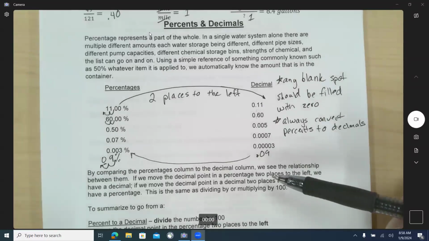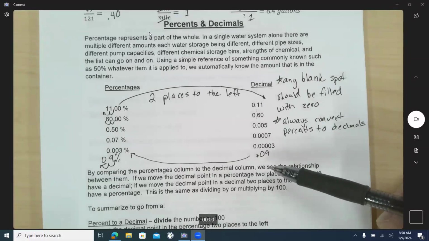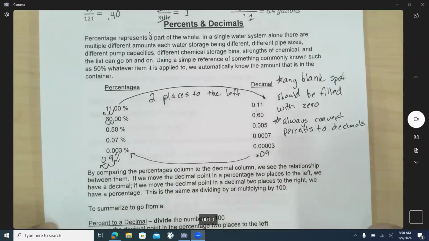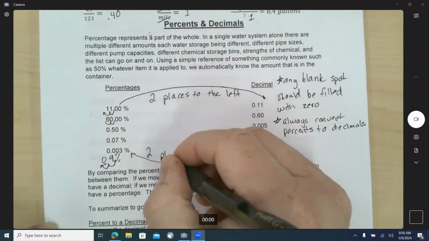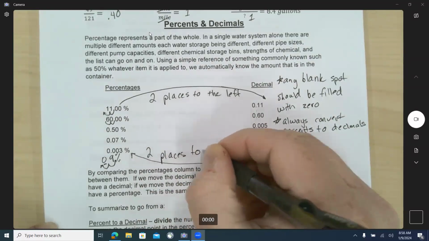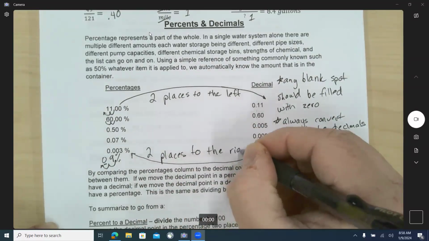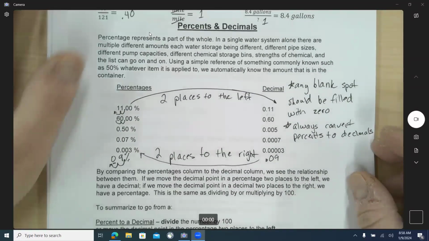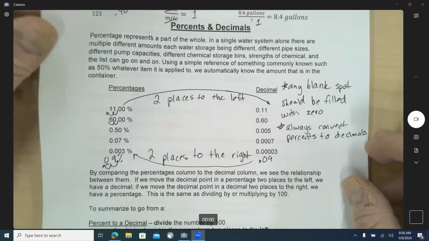So sometimes we need to go from decimals to percents, not very often. But if you need to know, if we went 2 places to the left here, what do you think we do here? Well, you're going to go 2 places to the right. Okay. So that's what we do here for decimals and percents.